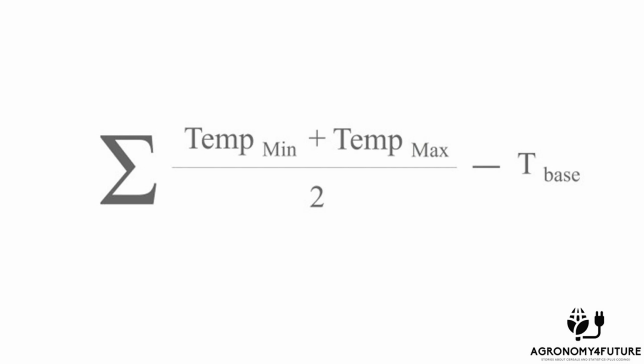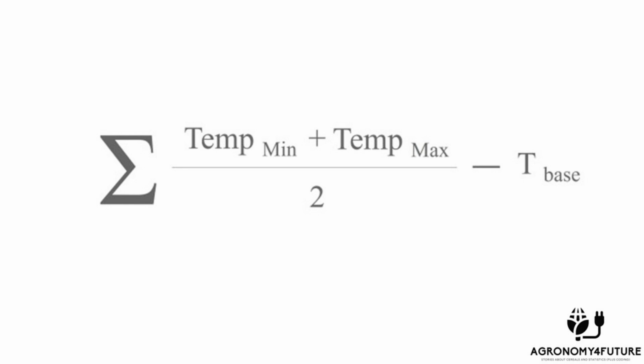This is the equation to calculate growing degree days. Each day's average temperature is accumulated by subtracting the base temperature. Typically, if the average temperature is less than the base temperature, it is considered as 0. Additionally, if the average temperature is less than 0, it is also considered as 0.